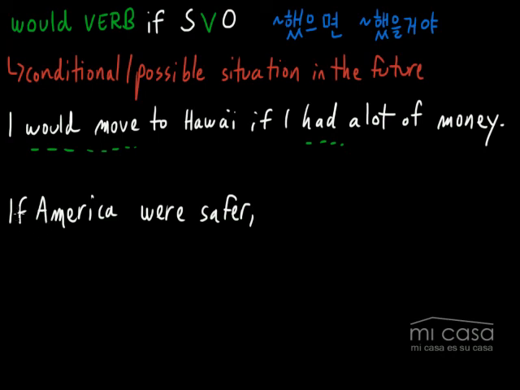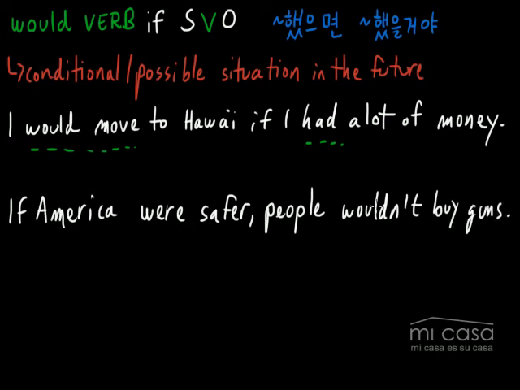All right. If America were safer, people wouldn't buy guns. Okay, so again, here we are using the structure wouldn't buy. In this case, it's negative, so this means 안 샀을 거야. If you want to make it negative, you have to say wouldn't. If America were safer, all right, so here we're using this kind of weird tense were, which is only used for conditional, but you could also just say was. I think a lot of people, especially when they're speaking, they just say was, just regular past tense.